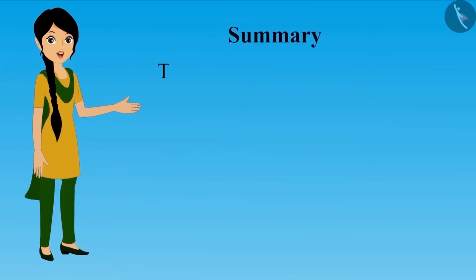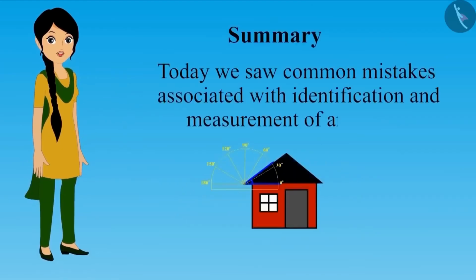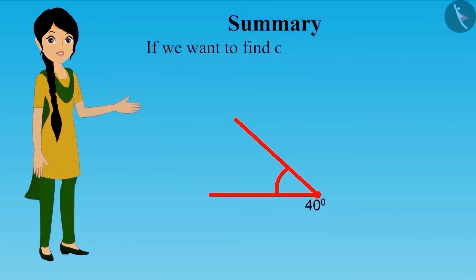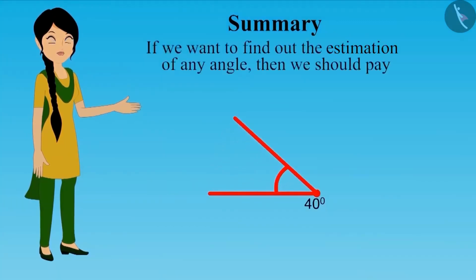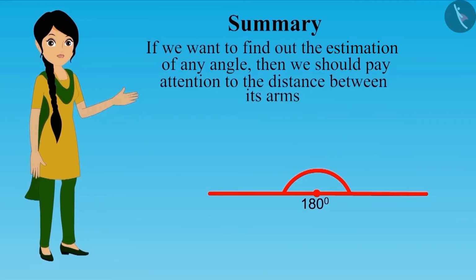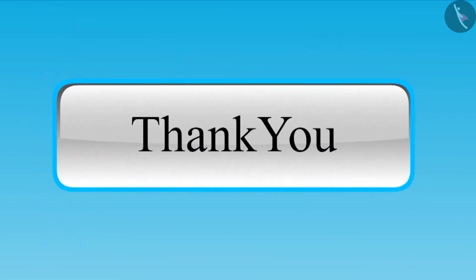In this video, we learned that in order to measure the angle, we need to align the center point of the protractor and the vertex of the angle, and the arm of the angle has to be aligned with the baseline of the protractor. We also learned that if we want to find out the estimation of any angle, then we should pay attention to the distance between its arms. While measuring and identifying angles, you must take these points into consideration. Thank you.